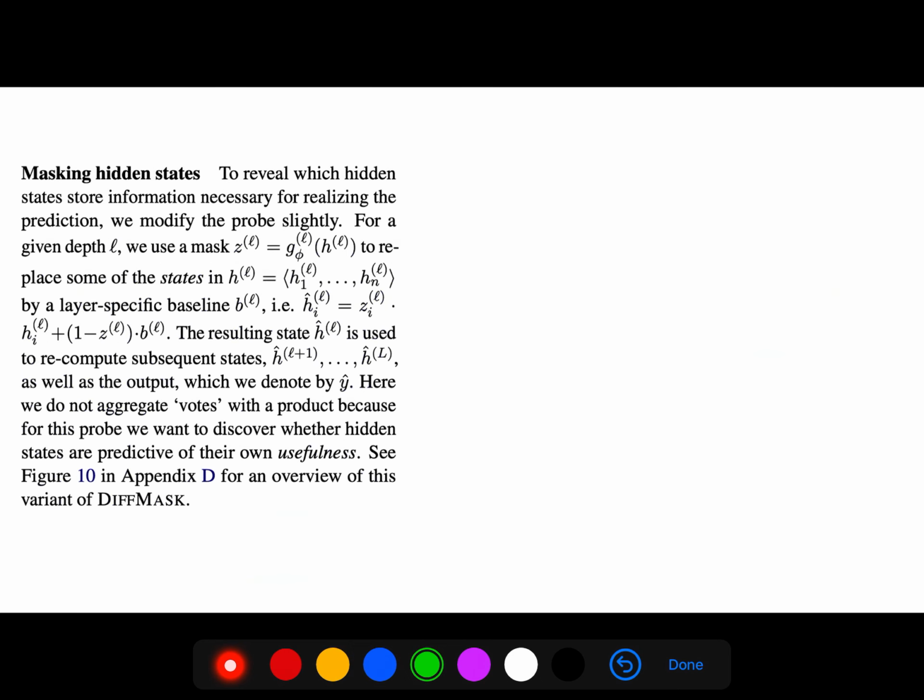But this idea is interesting: to reveal which hidden states carry information necessary for realizing the prediction, we modify the probe slightly. For a given depth, we use a mask to replace some of the states by a layer-specific baseline. The resulting state is used to recompute subsequent states as well as the output, which we denote by y hat. So we do not aggregate votes with a product. Because of this probe, we want to discover whether hidden states are predictive of their own usefulness.